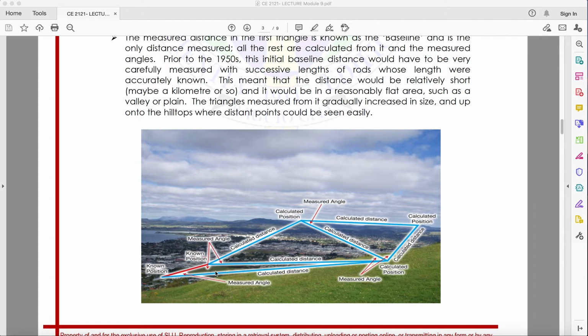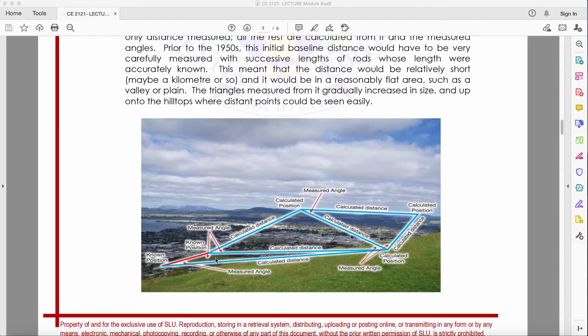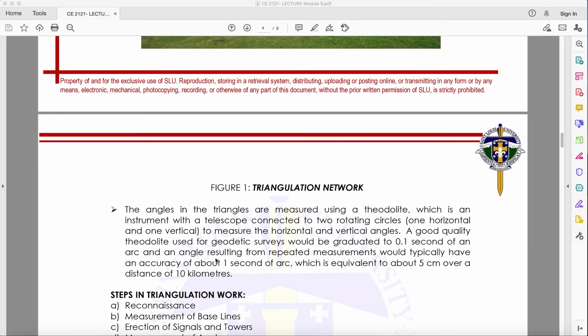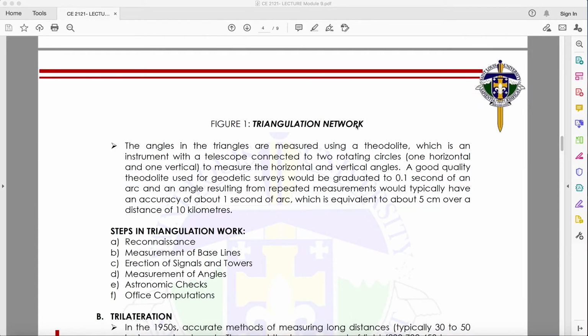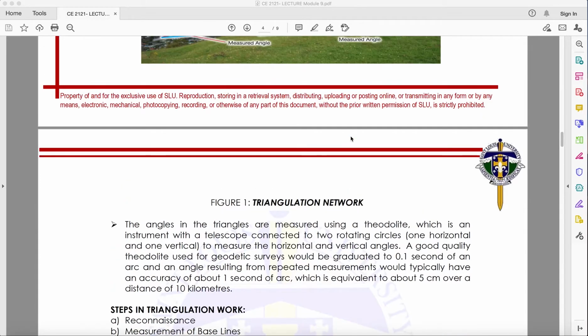It is a calculated distance. Yeah, right. We can create triangles, a series of triangles. Then from there, we can now determine our desired data. Take note, this is the only thing we measure: the measured angle here, and the measured distance. Okay? So from there, we have a series of distances. Okay? So, triangulation network. This is Figure 1.